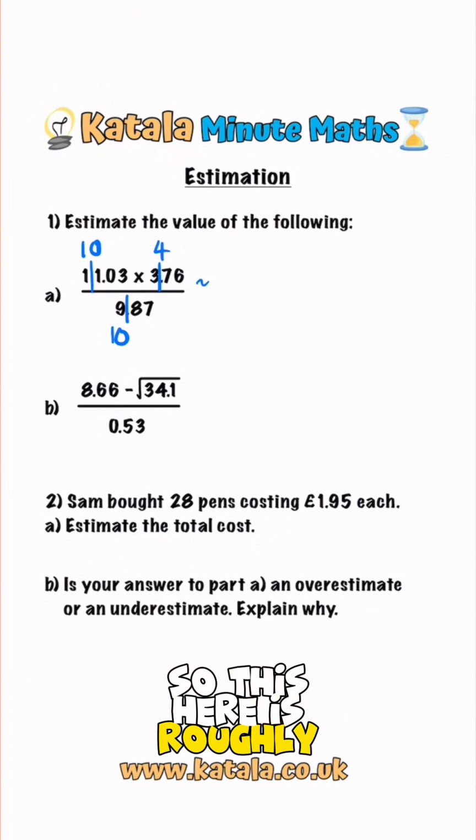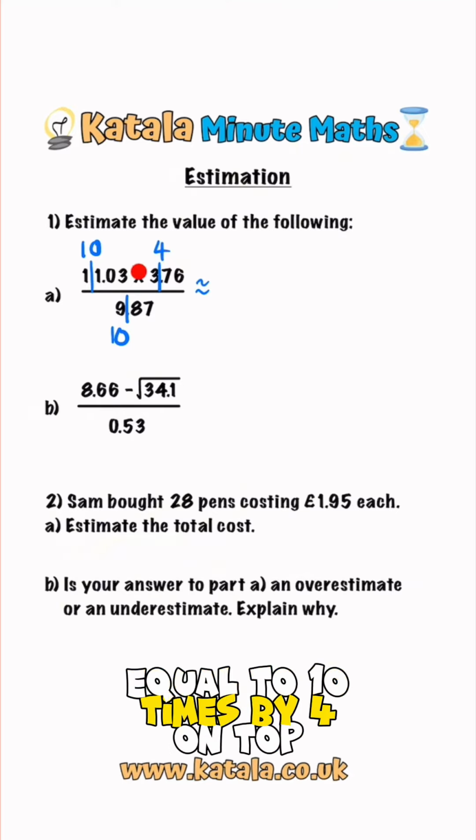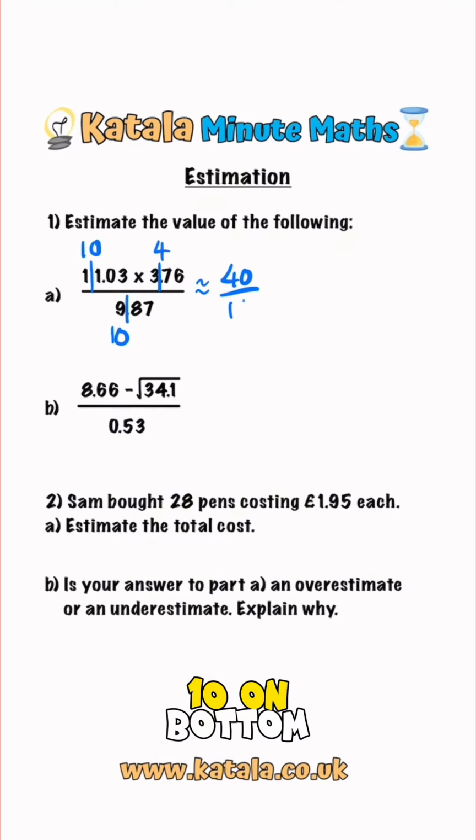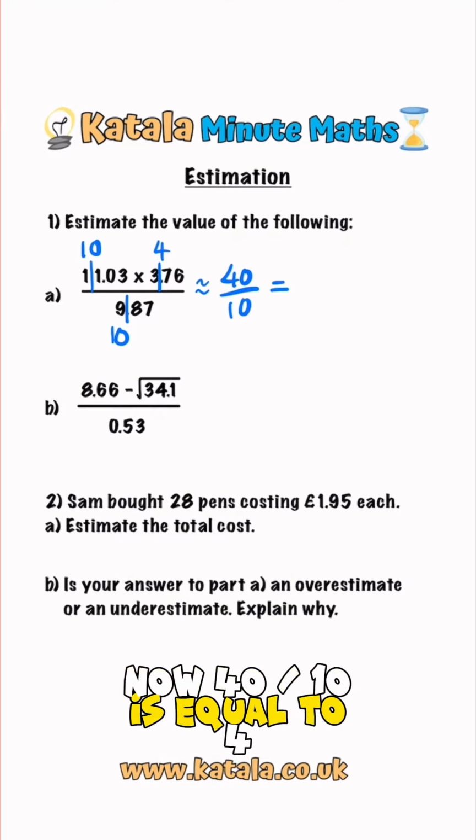So this here is roughly equal to, we put a wobbly equals to show it's roughly equal to, 10 times by 4 on top, which is 40, divided by 10 on bottom. Now 40 divided by 10 is equal to 4.